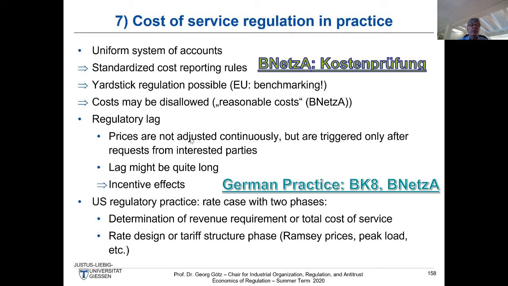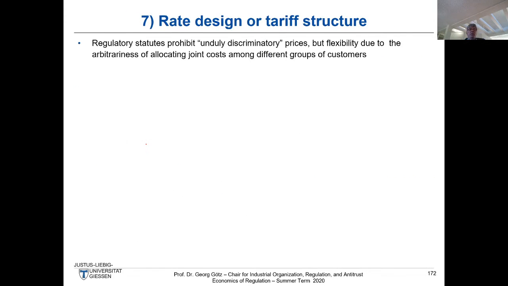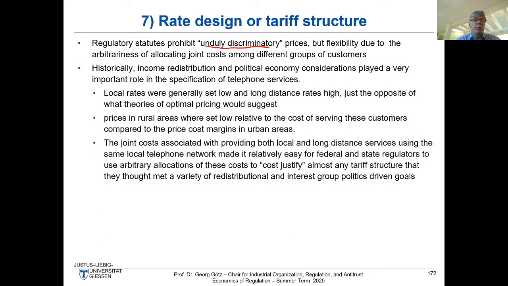And then in the second stage, we have to determine the rate we want to set. And this rate might then be something like Ramsey prices and so on. Typically, it's not very sophisticated with many regulators. Typically, these statutes just tell you that you should not discriminate, and you would have some flexibility. Historically, rates are set really due to political economy considerations.